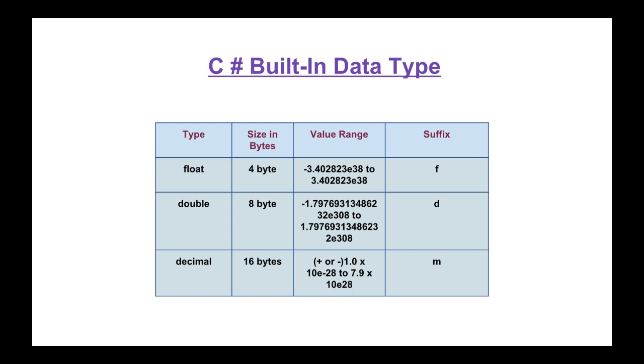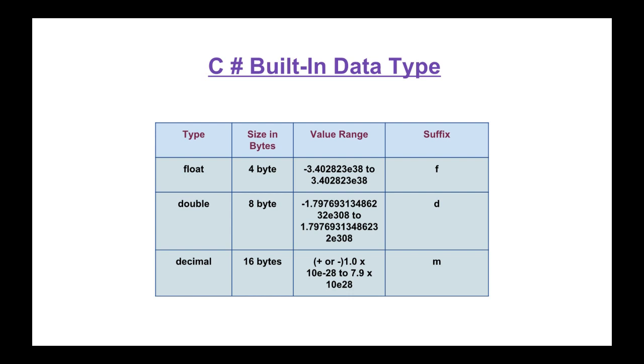The difference between these data types, the float, the double, and the decimal, is the size. The float, as you can see, is 4 bytes, the double is 8 bytes, and the decimal is 16 bytes. And we also have the precision. The float has about 7 digits of precision, the double has about 15 digits of precision, then the decimal has about 28 digits of precision.